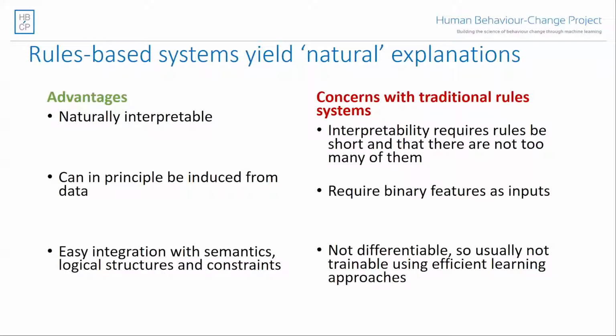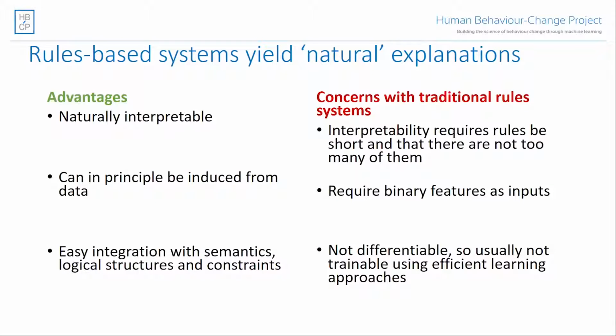And as the basis for this interpretable model, we used a kind of old technology which is called a rules-based system. So rules are statements of the form if something, then something else. And this type of statement represented in logical form is naturally interpretable. It's sort of close to how humans think about reasoning in practice. But on the other hand, the historical rules-based systems had some concerns.